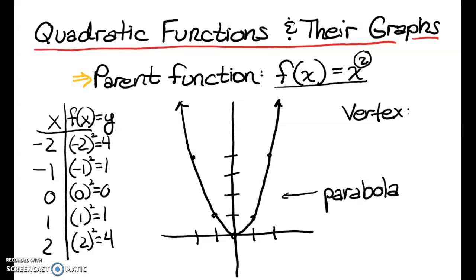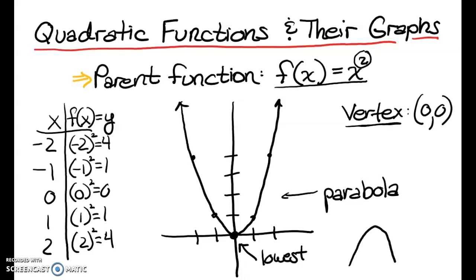Let's take a look at the word vertex. The vertex denotes this inflection point. This is the lowest point on this graph, and it has a coordinate of 0, 0. Okay, so it's the lowest point on the graph. It's the reflection or the inflection point.